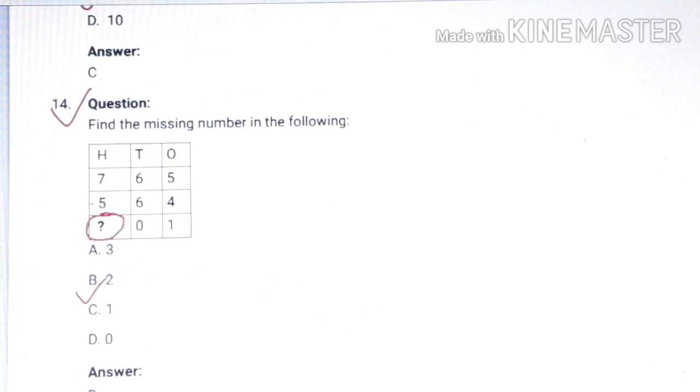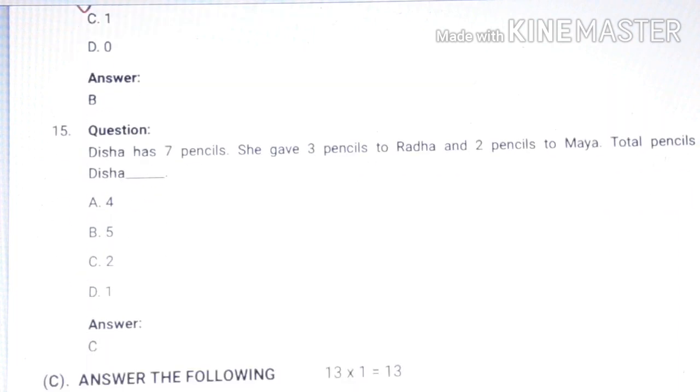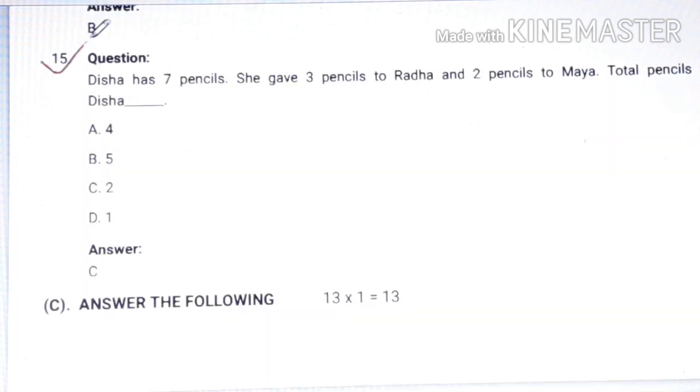Next, number 15. Disha has 7 pencils. She gave 3 pencils to Radha and 2 pencils to Maya. Total pencils left with Disha. So children, Disha already had 7 pencils. She gave 3 pencils and 2 pencils to Radha and Maya. So in total how many pencils did she give? 5 pencils. So if you subtract from 7, what answer will you get? 2. That is 7 minus 5 is 2. 2 pencils remain with Disha. Clear?